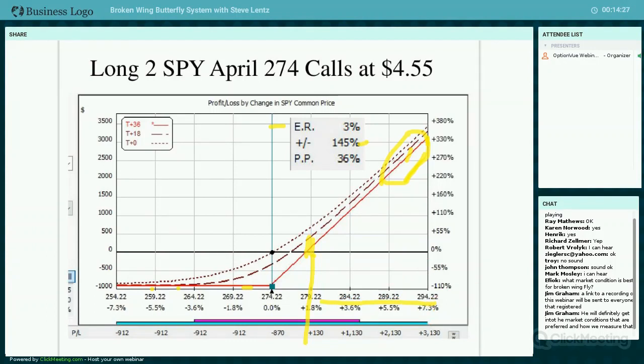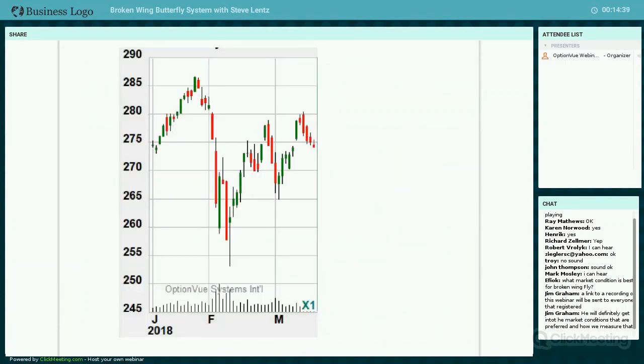Okay, do you know how to read this now? Hopefully you've picked this up. Let's go look at a broken wing butterfly because the picture is dramatically different. Okay, here we go. Oh, before that, price chart.